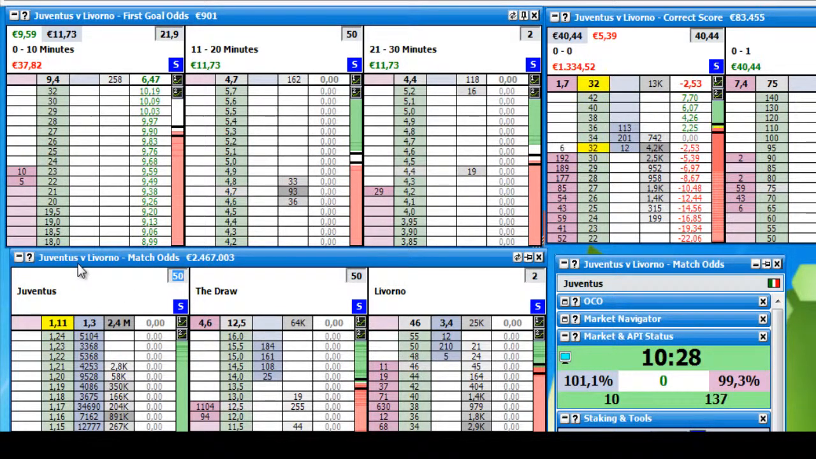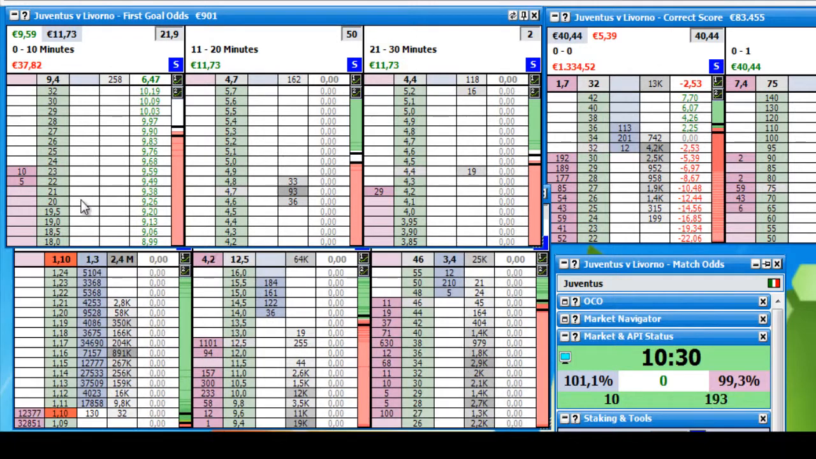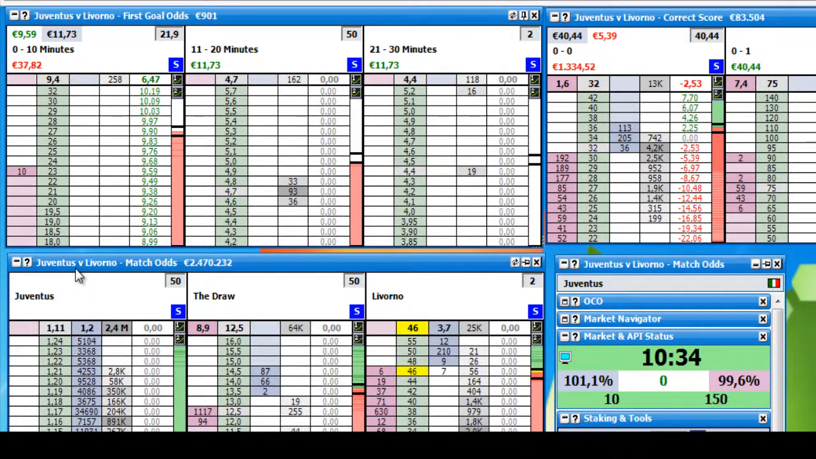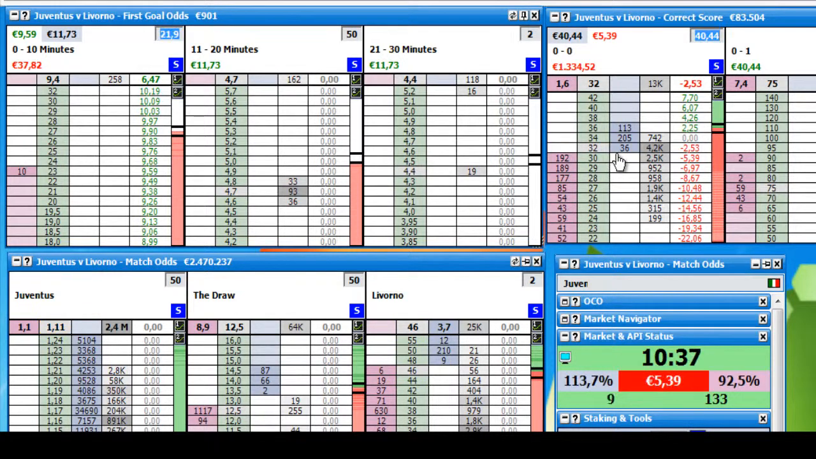So the odd for Juventus is already at 1.10, 1.11. And the starting odd from the 0-0 is still at 32.